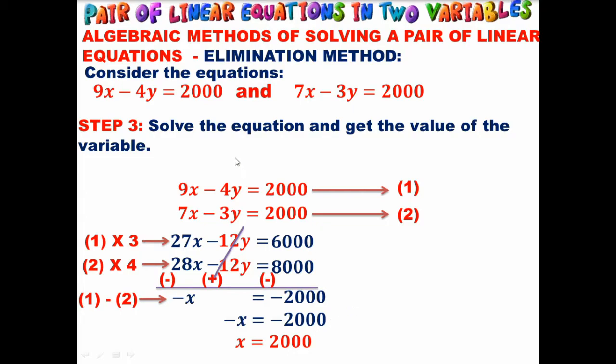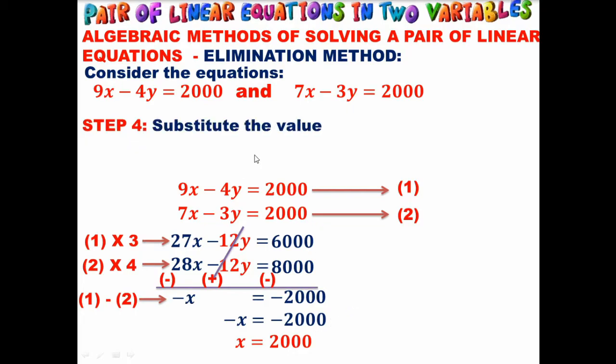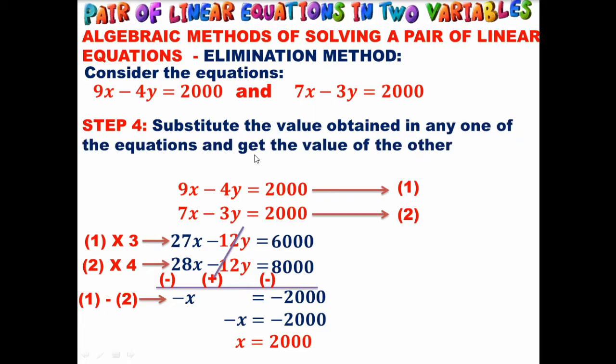Okay, now we'll proceed to step 4. Step 4 says to substitute the value obtained in any one of the equations and get the value of the other variable. So now I have got x equals 2000. I can substitute in either the first equation or the second equation and get the value of y. Let me choose to substitute in the first equation.